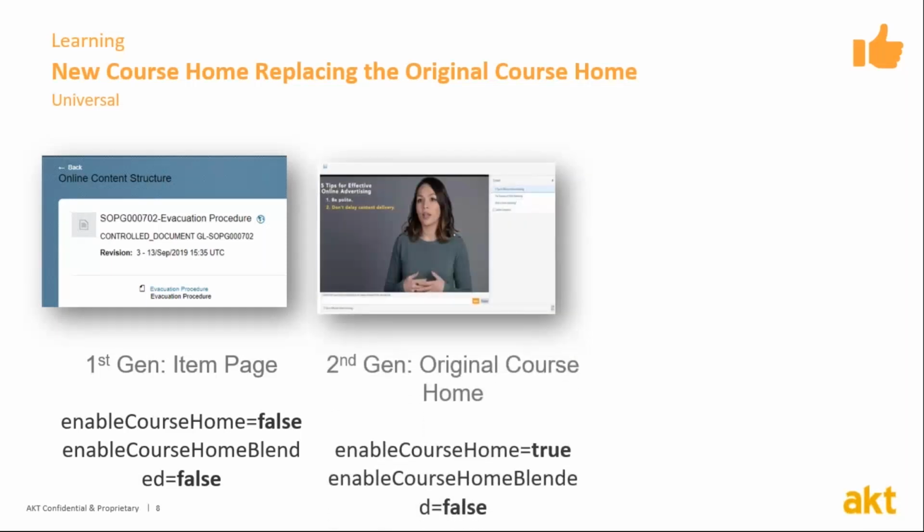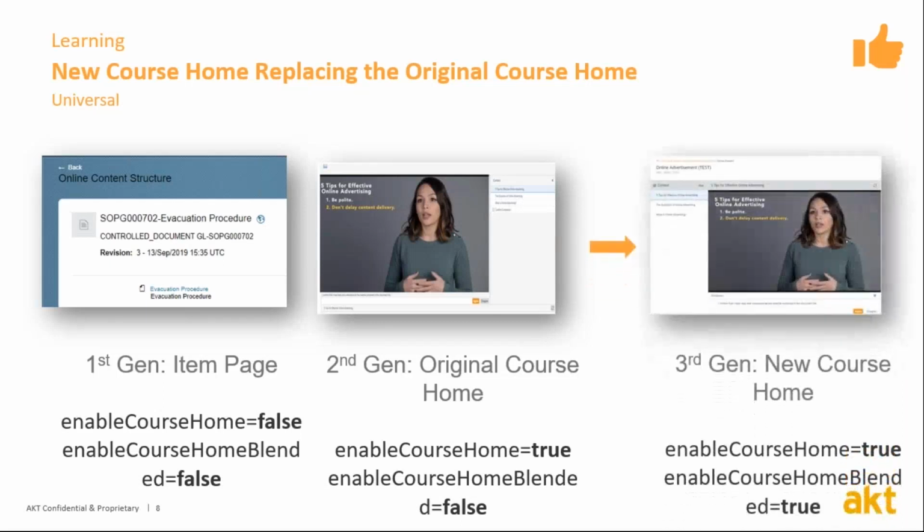The second generation is the original course home. This is the one most of you are using. This is also the one being removed from the software in this release. This generation is enabled on your instances if the configuration enable course home equals true is set.